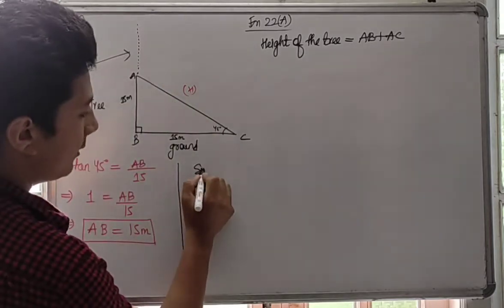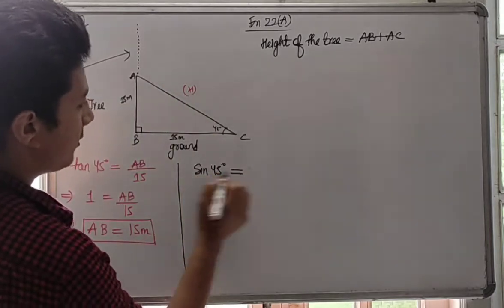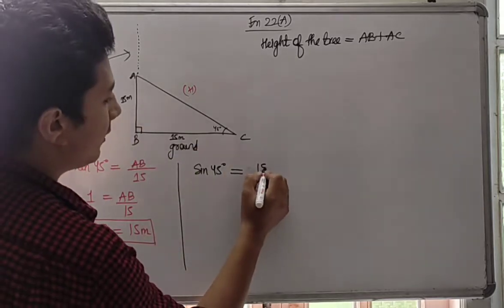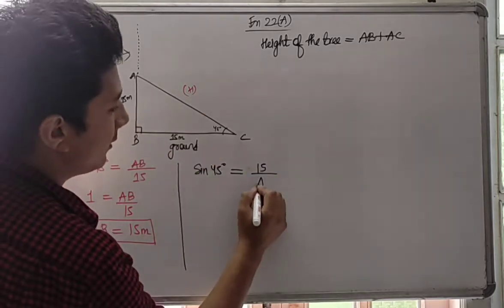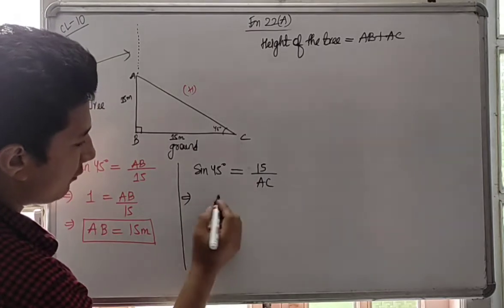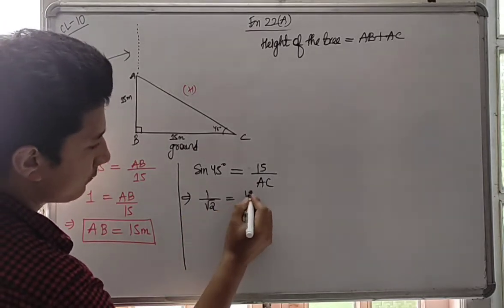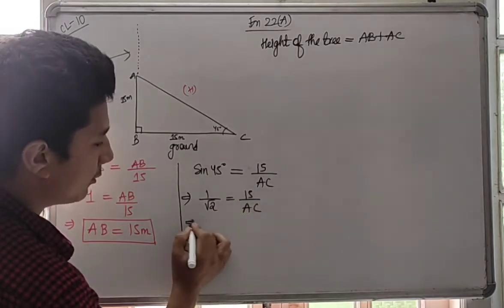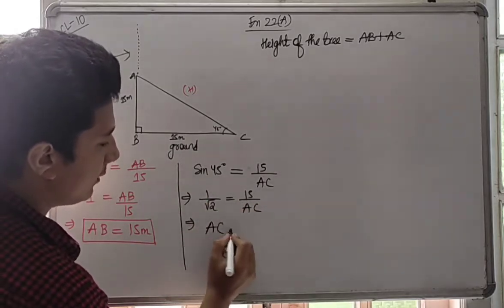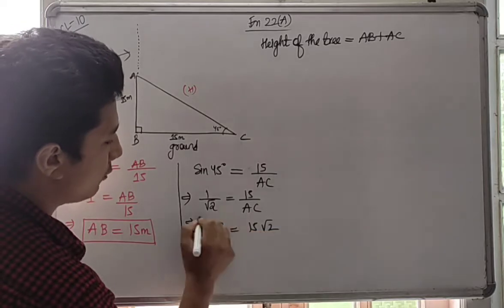So let's use sine 45 degree. Sine is perpendicular by hypotenuse, perpendicular means 15, hypotenuse means AC. What is sine 45? 1 by root 2, equals 15 by AC. So therefore cross multiply, AC will be 15 root 2.